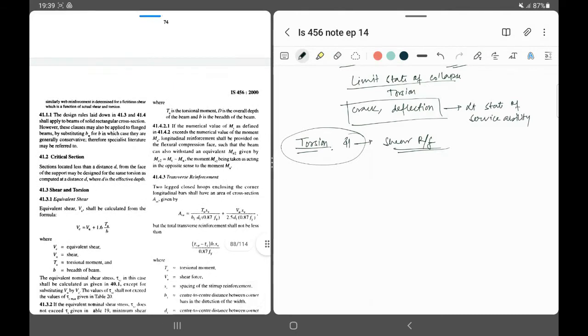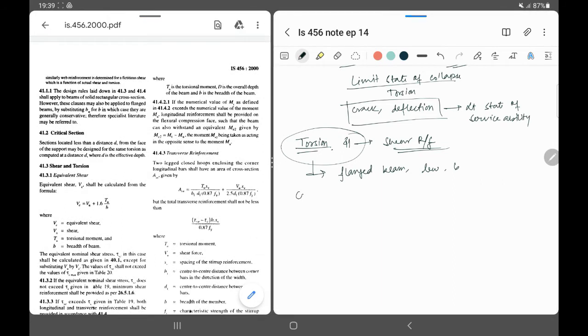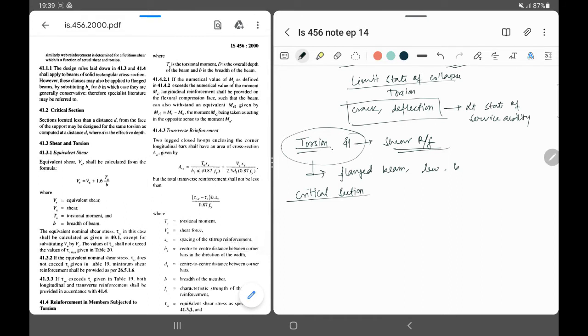What they are saying? The design rules laid down in 41.3 and 4 may be applied to flanged beams, substituting BW for B. So these actually apply for flanged beams, where BW replaces B. And now we talk about the critical section. What they are saying: sections located less than a distance D from the face of the support may be designed for the same torsion as computed at the distance D, where D is the effective depth.